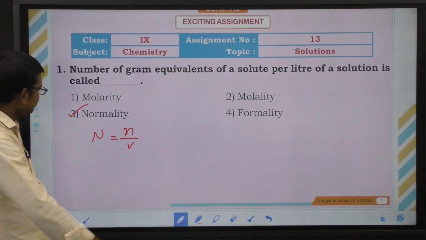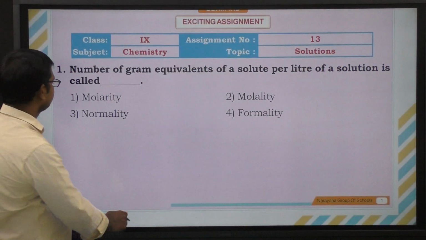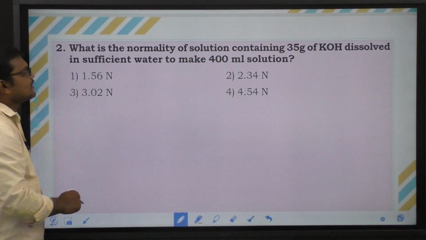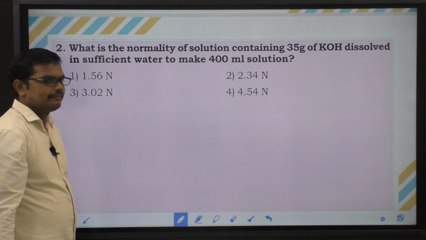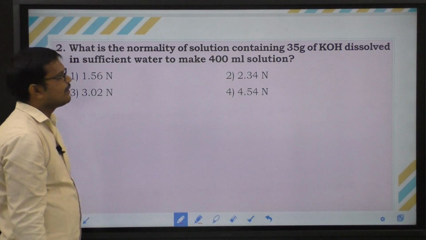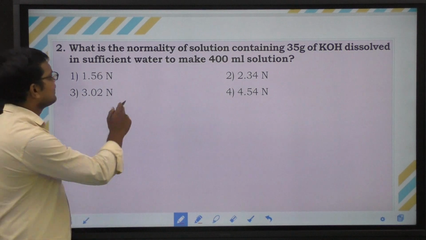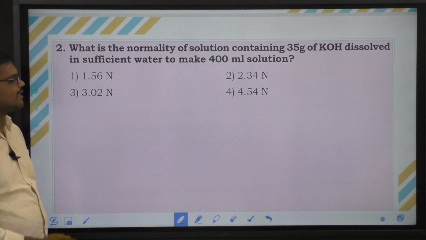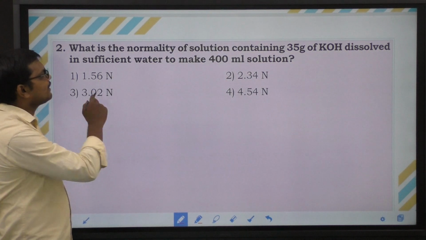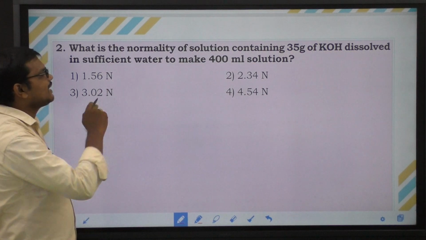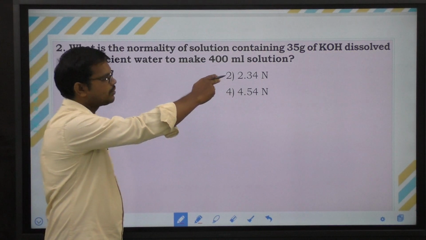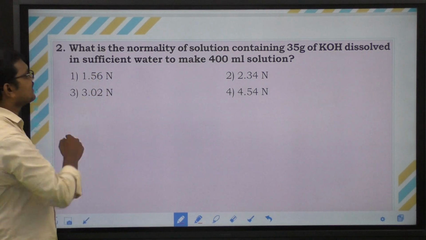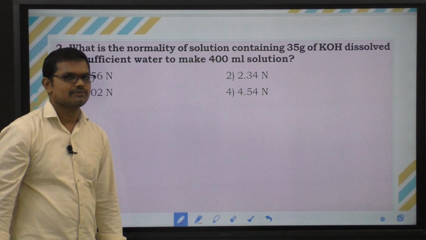Next question. What is the normality of a solution containing 35 grams of KOH dissolved in sufficient water to make 400 ml of solution? Read the question carefully. The weight of KOH is given: 35 grams of KOH is dissolved in sufficient water to make 400 ml of solution.